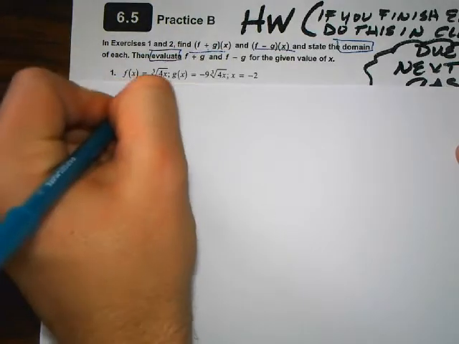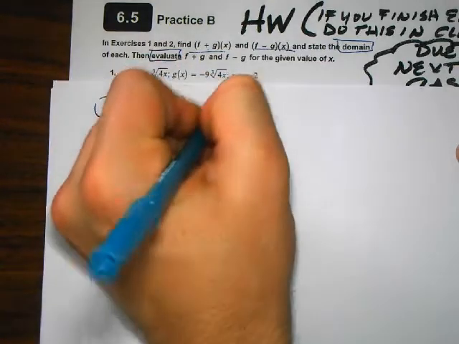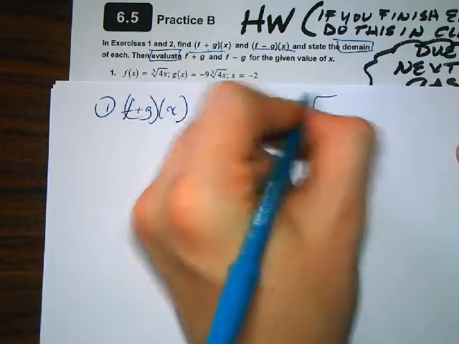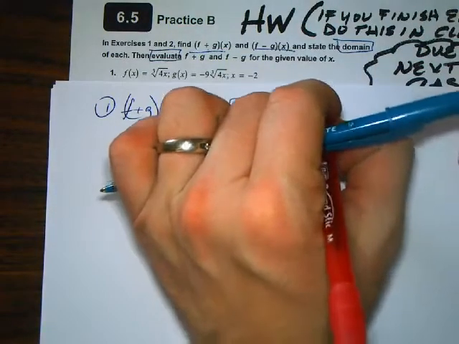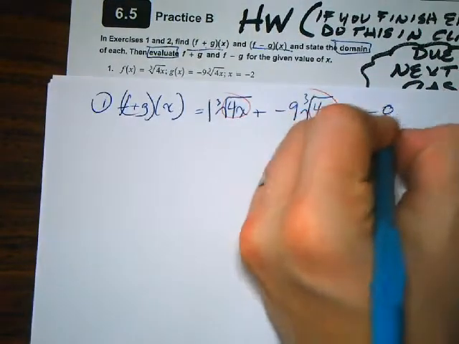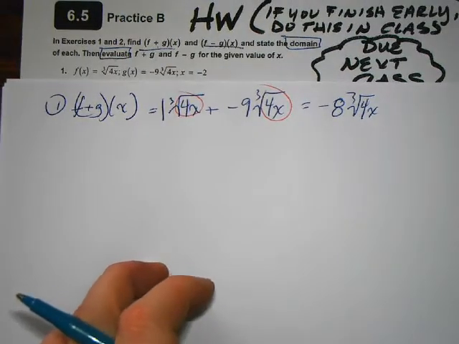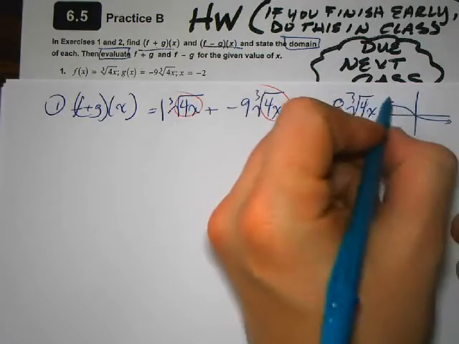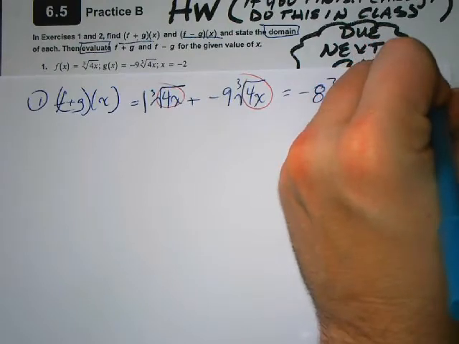So number 1, f plus g of x will give you one cube root of 4x plus negative 9 cube roots of 4x. And because these are in the same family, it's just the cube root of 4x family, I can combine these two together to negative 8 cube roots of 4x. When we look at our graph on the calculator, we have our negative cube root function that looks like this. So our domain is going to be all real numbers.